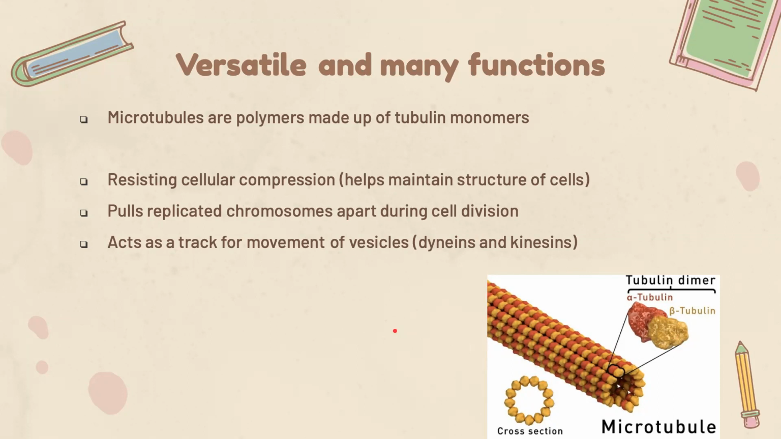They have, again, a bunch of different functions, some of them being resisting cellular compression. So that just helps the cells maintain their shape. And then they can help, obviously, during M phase and cell division, pull replicated chromosomes apart. And then they also act as a track for the movement of vesicles. So that's where your dyneins and your kinesins come in. They walk on the microtubules to carry vesicles, carry cargo, anything that needs to get around in a cell.